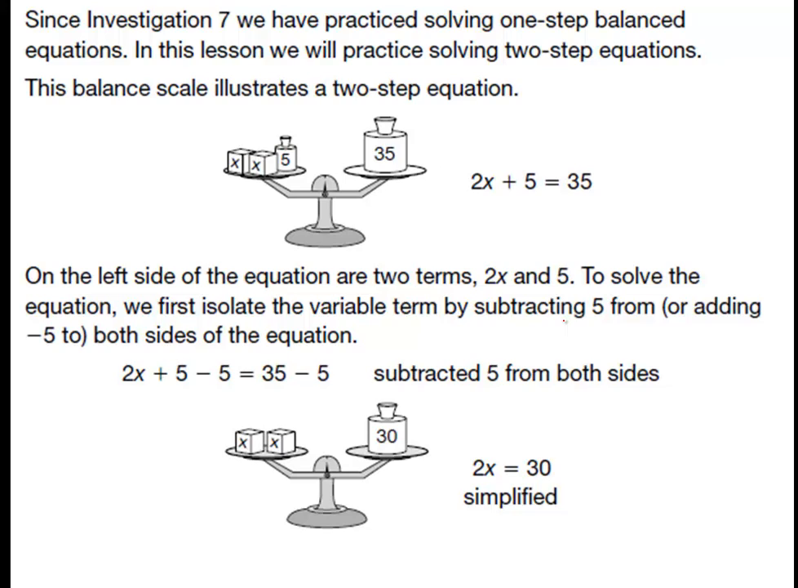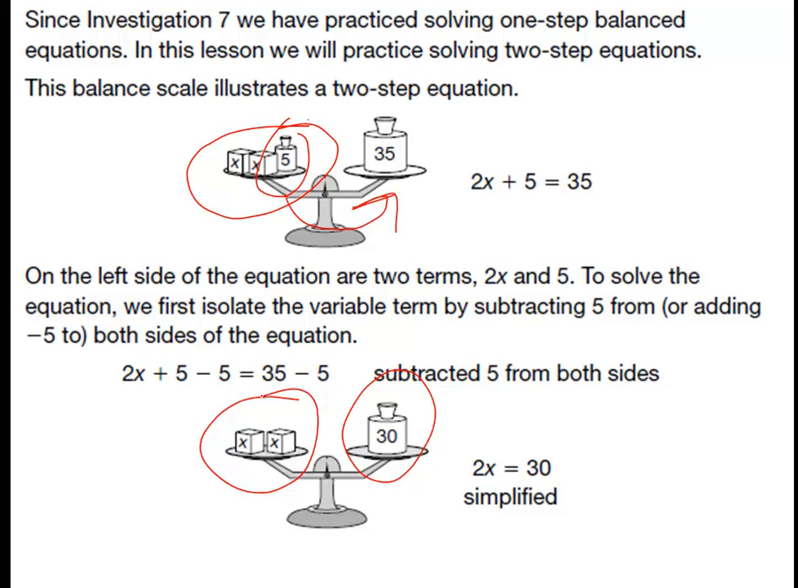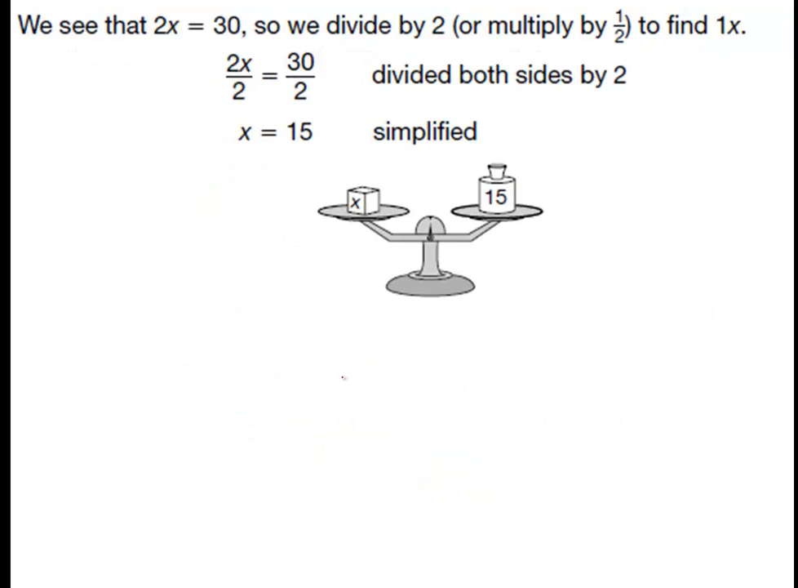The balance scale illustrates a two-step equation. Because we have a 5 over here, not just x's, we need to get all of these over to here, so we have just our x's. If we subtract 5 from this side and subtract 5 from this side, we end up with 2x equals 30, and then we just divide by 2 and divide by 2. We know that each one of these x's is equal to 15, and you can see that from that illustration. So that's the type of thing we're going to be working on in this lesson.